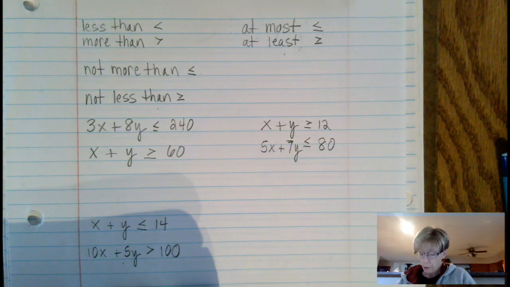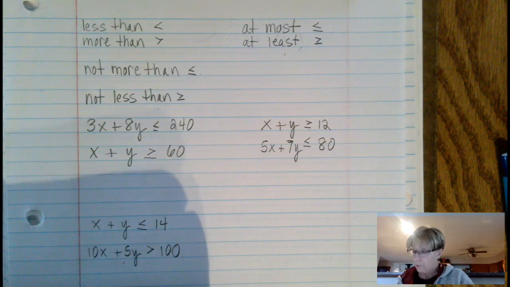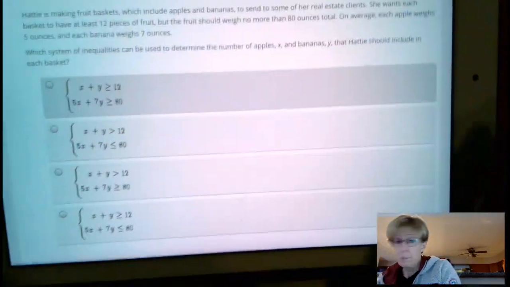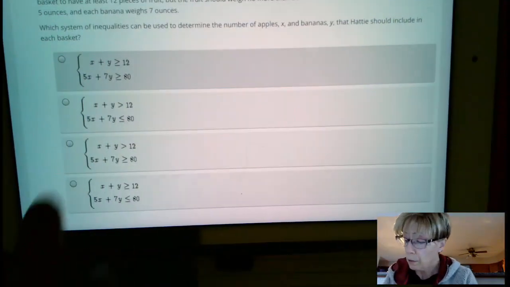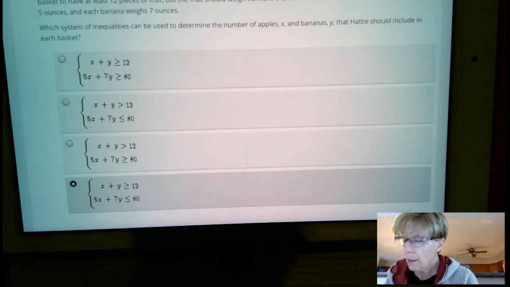So x plus y is greater than or equal to 12. 5x plus 7y is less than or equal to 80, which should be this last choice here. So there is that answer.